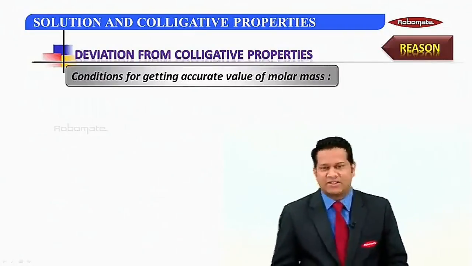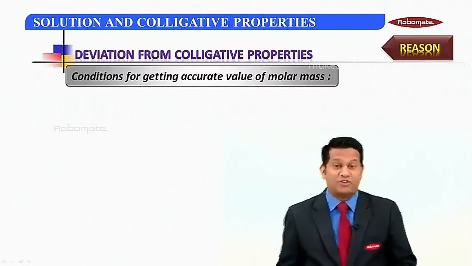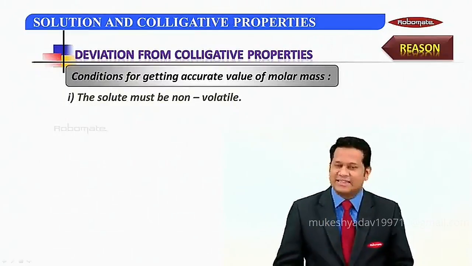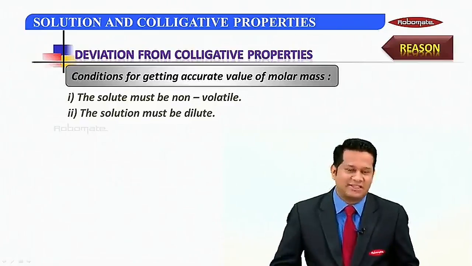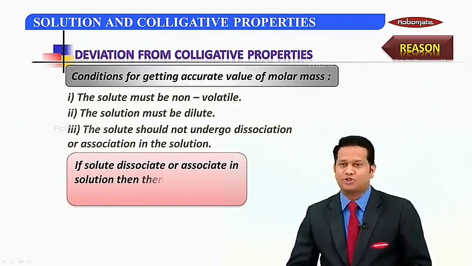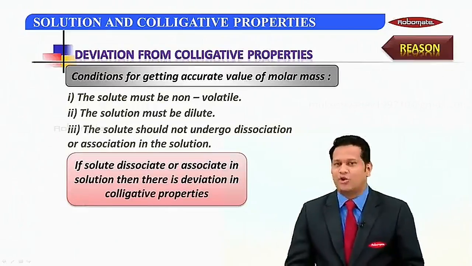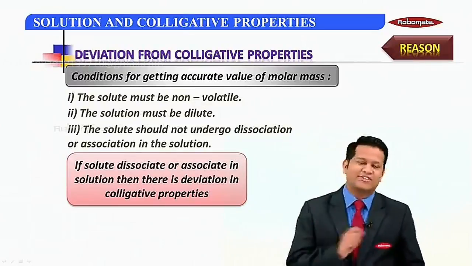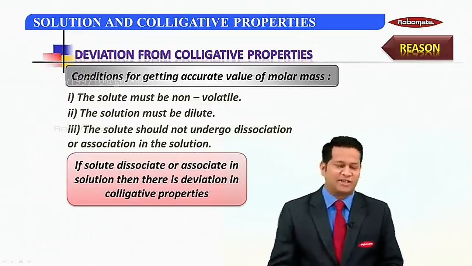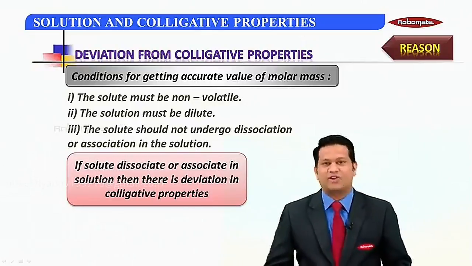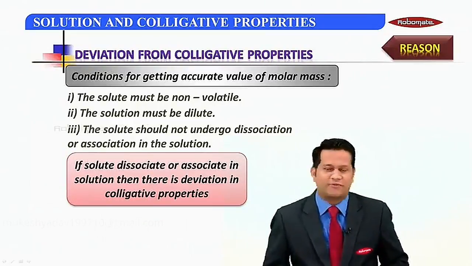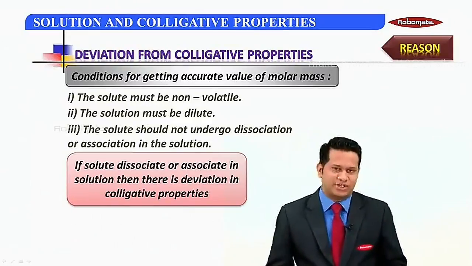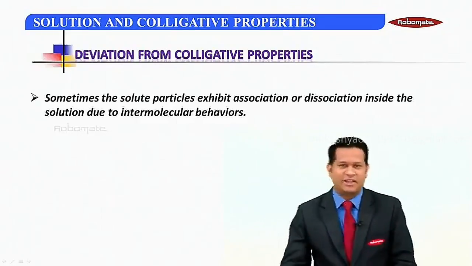Let us try to understand the conditions for getting accurate values of molar masses. The first one is that the solute must be non-volatile. The second is that the solution has to be dilute. And the third is that the solute should not undergo dissociation nor association in the solution. If the solute in the solution undergoes dissociation or association, then there is a deviation in the colligative property. So now we know the reason for deviation: the deviation occurs only when the solute is undergoing association or dissociation. Let's understand this in detail.